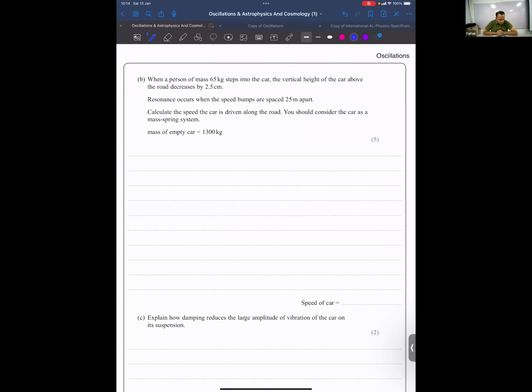Part B. When a person of mass 65 kilograms steps into the car, the vertical height of the car above the road decreases by 2.5 centimeters. That means the spring system goes down by 2.5 centimeters. Resonance occurs when the speed bumps are spaced 25 meters apart. Calculate the speed of the car as it is driven along the road. You should consider the car as a mass spring system.